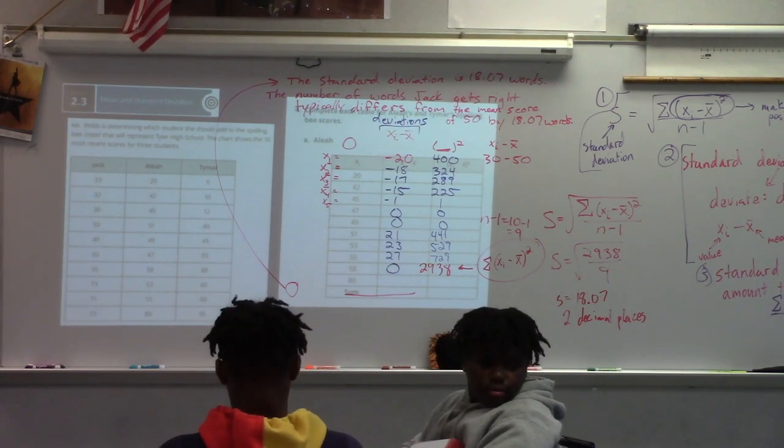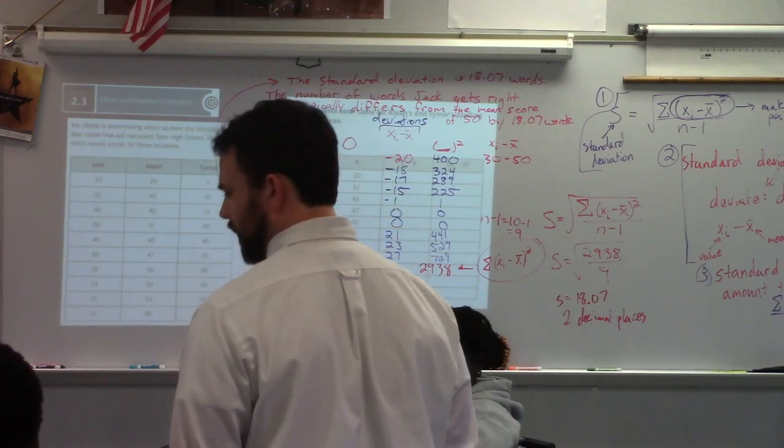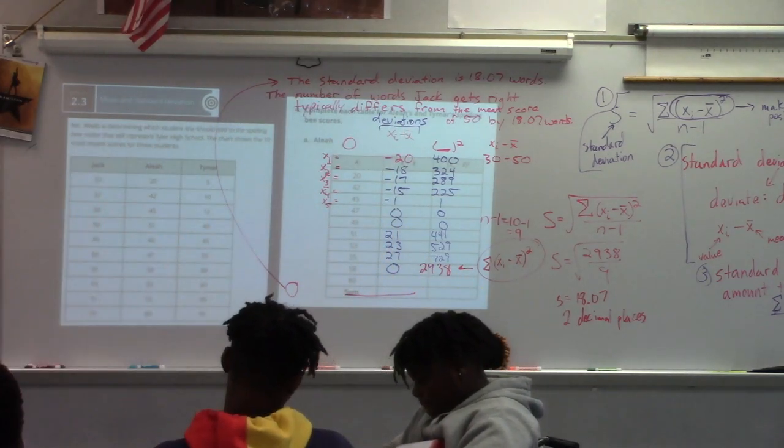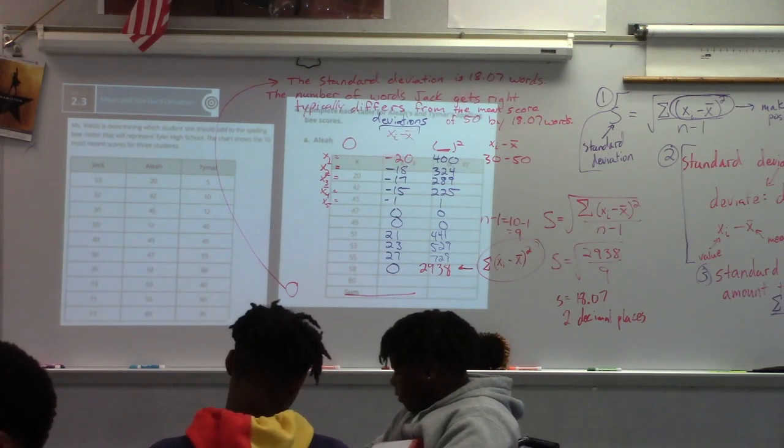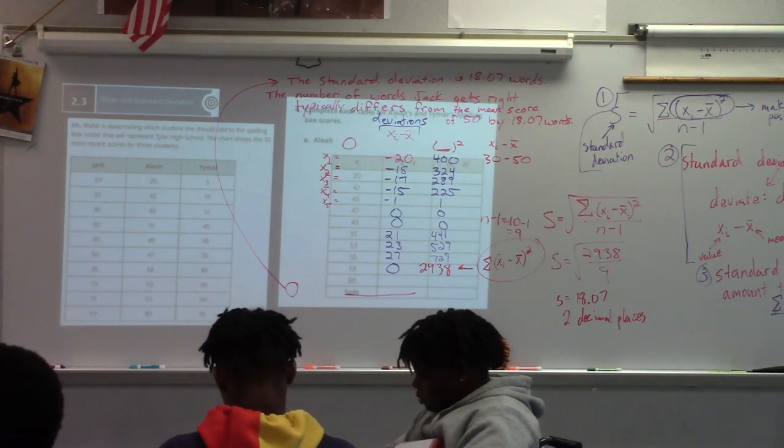So basically just add all these numbers. So I added them all. Is that how you average the numbers? Okay. So your average is 50 again?